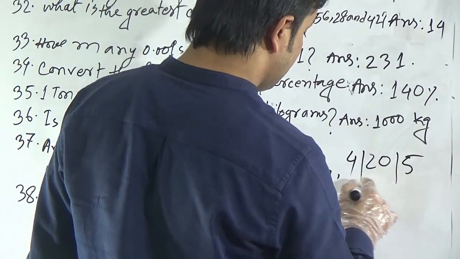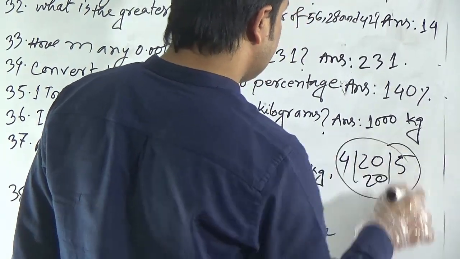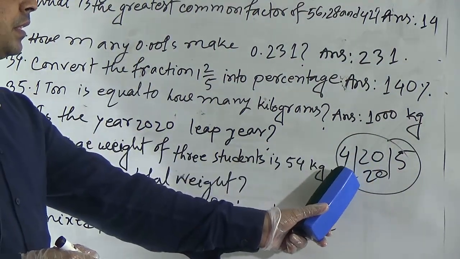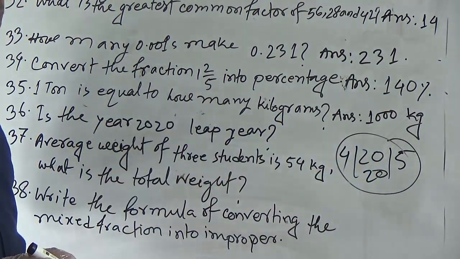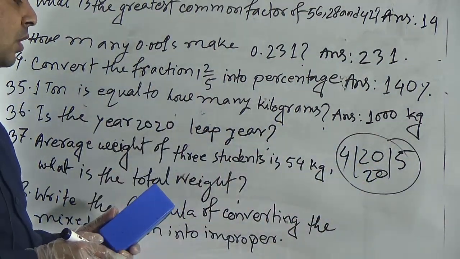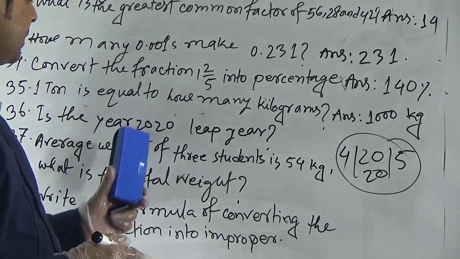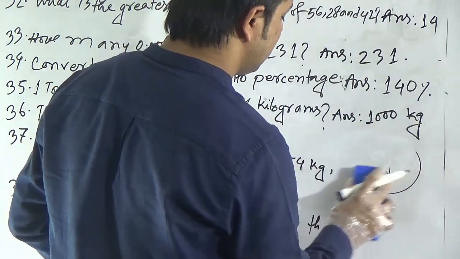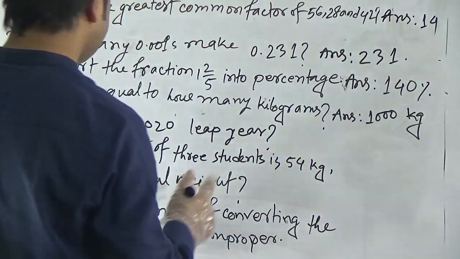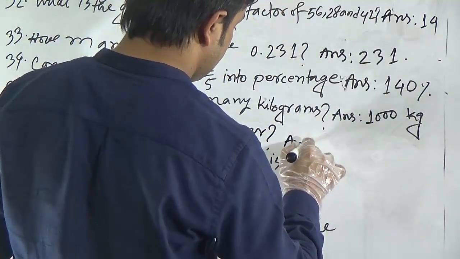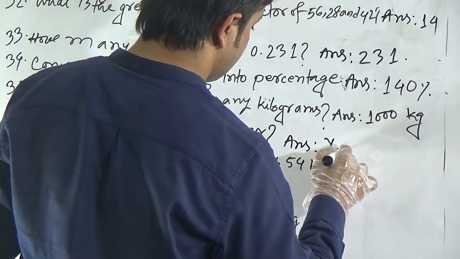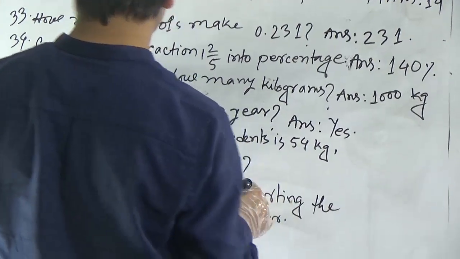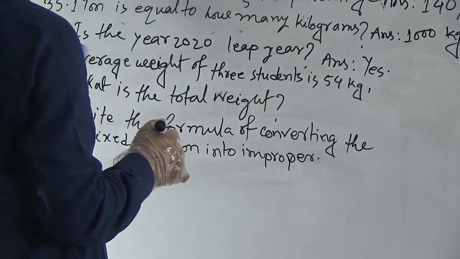Now 5 4s are 20. As the number formed by the last 2 digits, 20, is divisible by 4, the total number is divisible by 4. So we can say, as the number is divisible by 4, this is a leap year. So the answer is yes. Yes, this is a leap year.